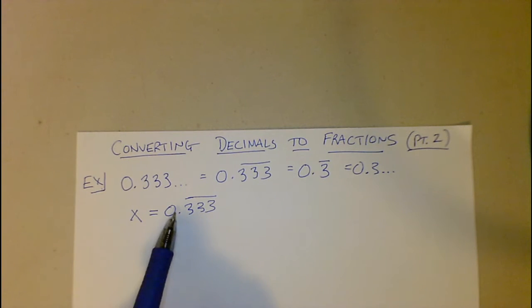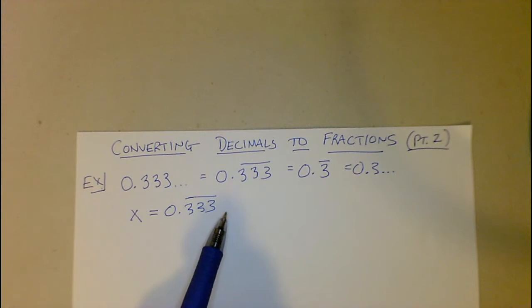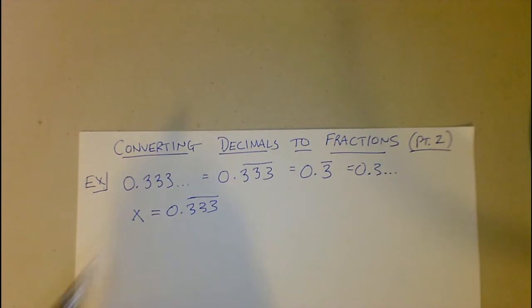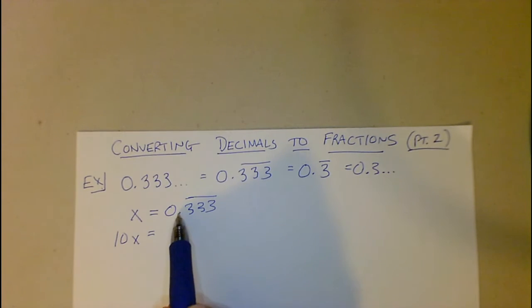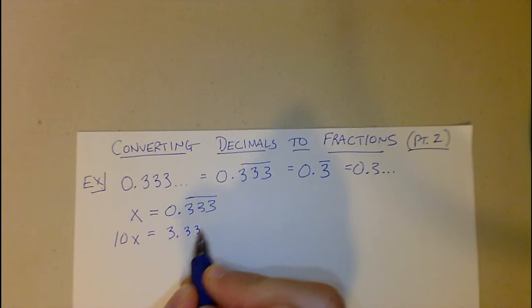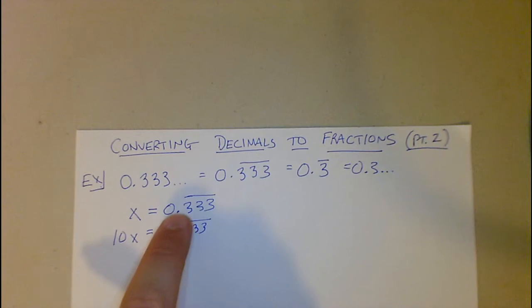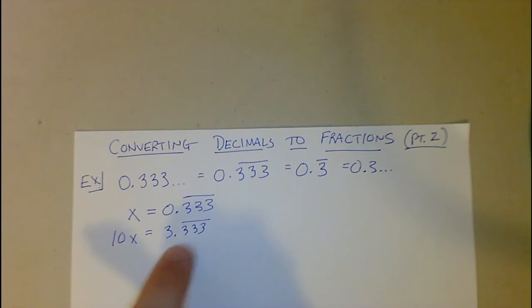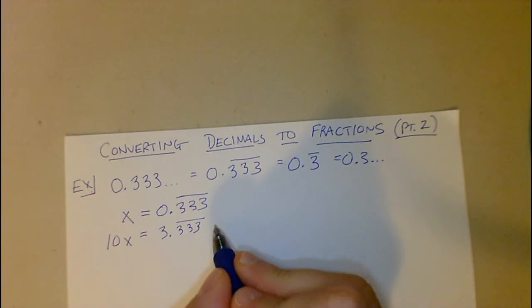I notice that I only have one digit that repeats. It's a 3, and then it's a 3, and then it's a 3. So I'm going to multiply both sides of this equation by 10. Now what happens when you multiply something by 10? Well, the decimal moves over. So I get 3.333 repeating. Now remember, this repeats forever, so I have an infinite number of 3's to draw from. By moving this decimal place over to the right once, I still have an infinite number of 3's going on here.